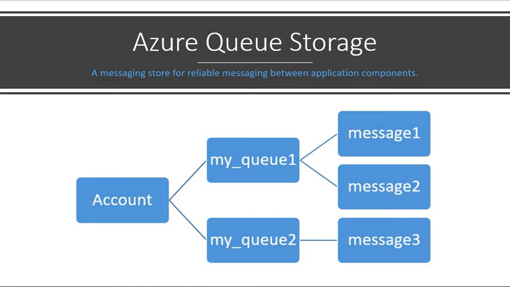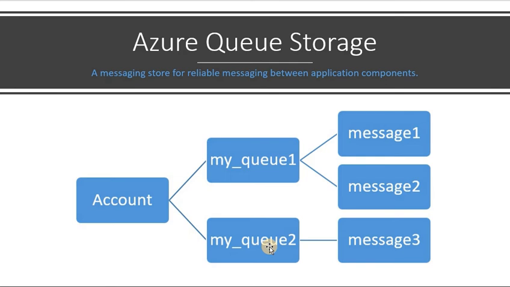Talking about Azure Queue Storage. Azure Queue Storage is a service for storing a large number of messages. A queue message can be up to 64 KB in size. A queue may contain millions of messages, up to the total capacity limit of the storage account.